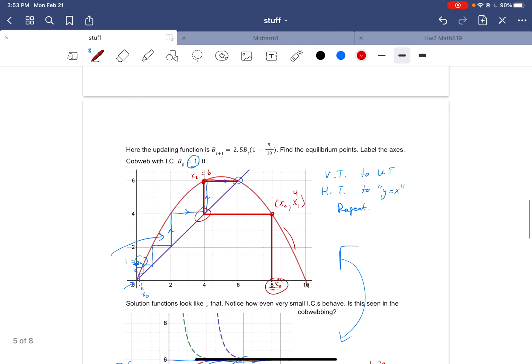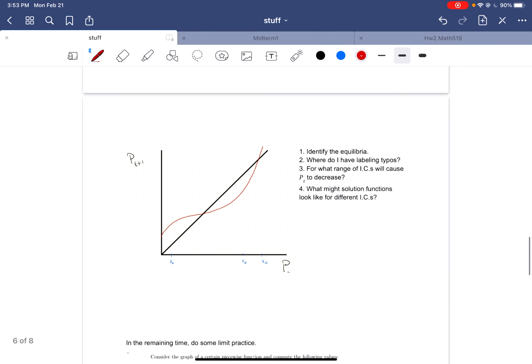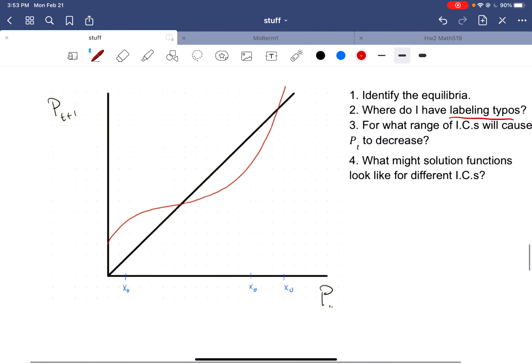So those are some recaps there. Let's hop to one more thing. Using all of this, let's identify the equilibrium. Oh, let's first identify all my typos. So I did something kind of bad.